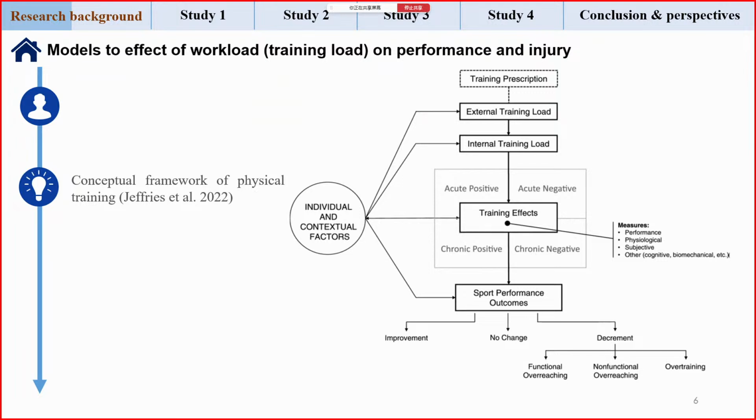negative. Over time, acute training effects accumulate and transform into chronic training effects. Ultimately, the training effects combined with individual factors determine the sports performance. If the performance declines, it suggests that it may be functional overreaching, non-functional overreaching, or overtraining.